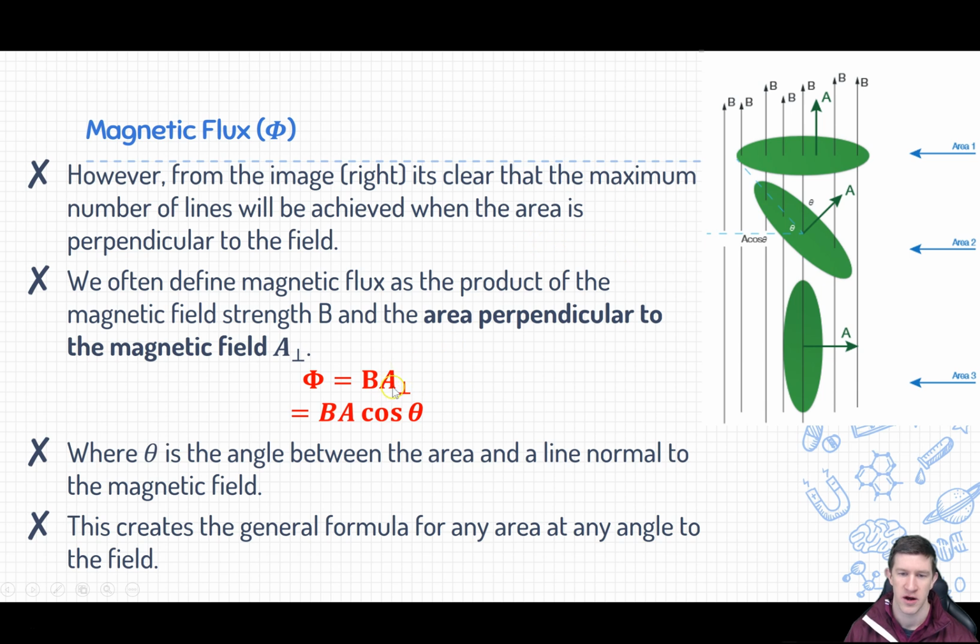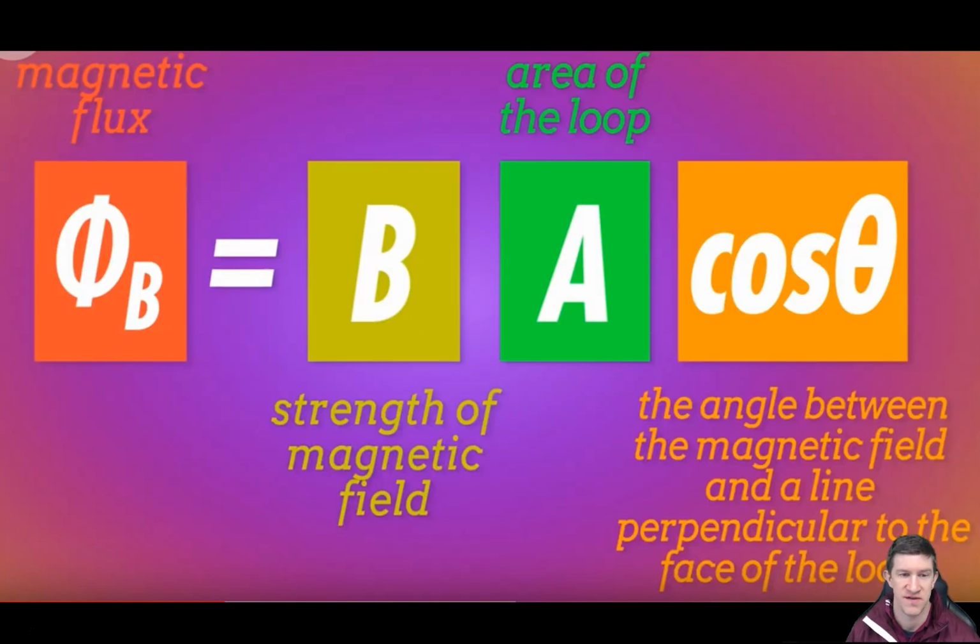We could therefore express this as a component, where we say it would be BA cos theta, where at a maximum value of 1, that's when it's perpendicular, and at a minimum value, parallel, we virtually catch nothing and this becomes 0. So theta is the angle between the area and the line normal to the magnetic field, which is the important aspect there. This creates the general formula for any area at any angle to the field. So the flux is BA cos theta. This is what we saw in the video earlier. So the magnetic flux is the strength of the magnetic field, the area of the loop, times the cosine of the angle between the magnetic field and a line perpendicular to the face of the loop.